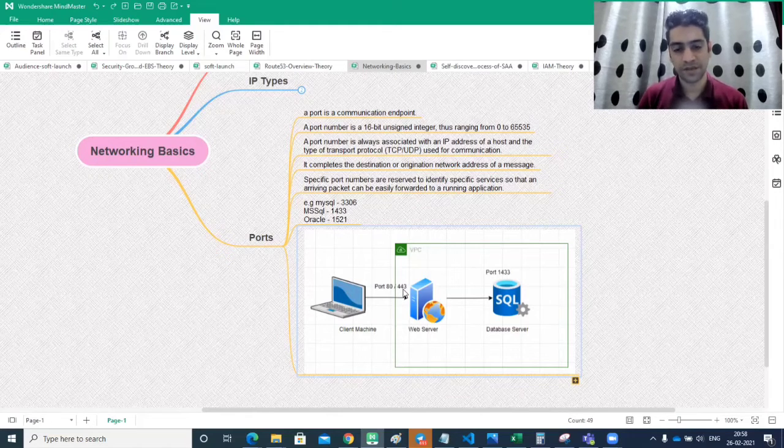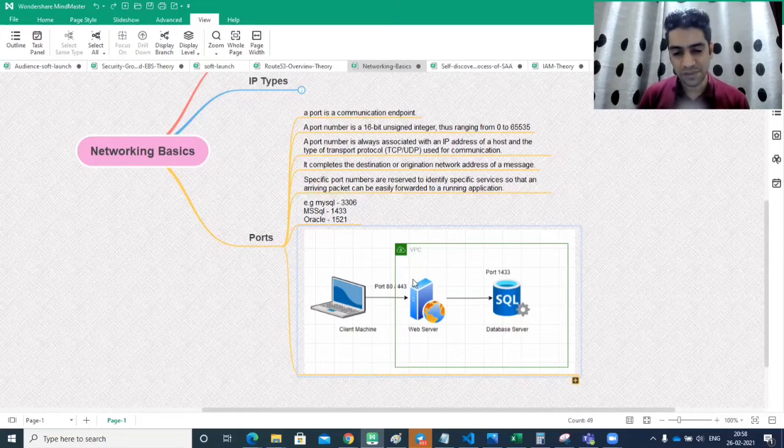Now let's talk about a database. There are defined ports, like I said. The port for MySQL database is 3306. The defined port for Microsoft MS SQL database is 1433, and the port defined for Oracle database is 1521.